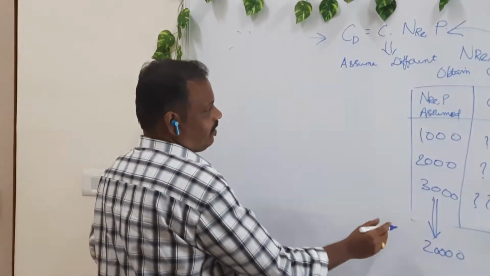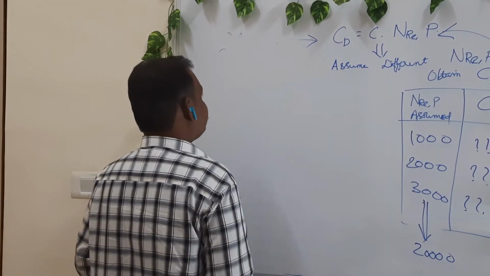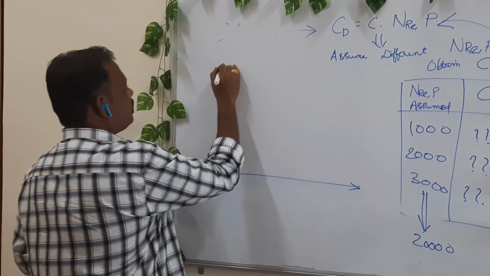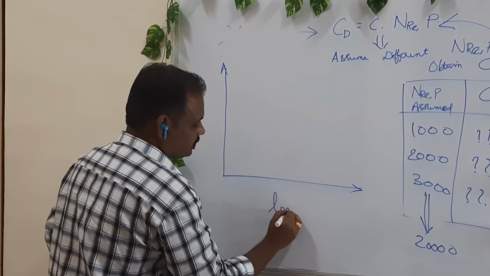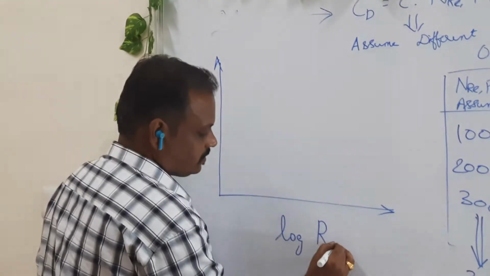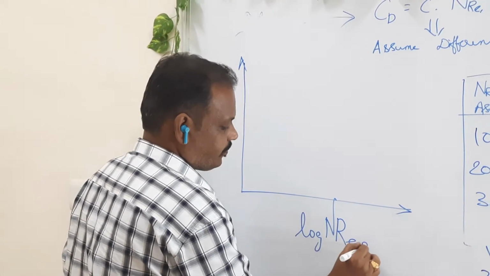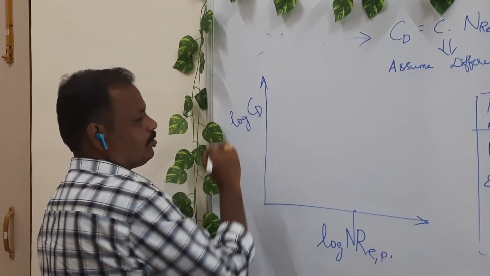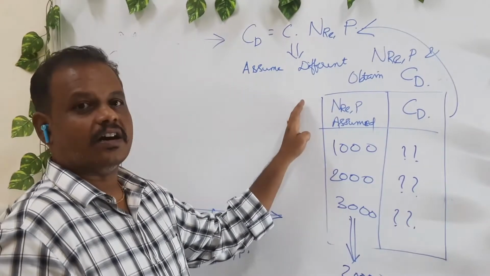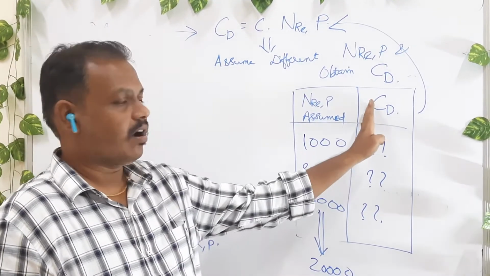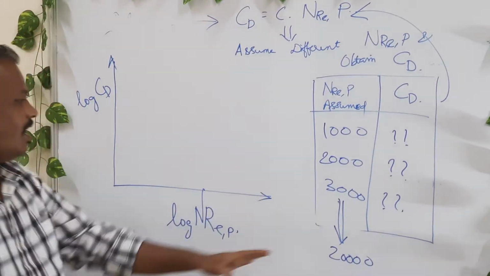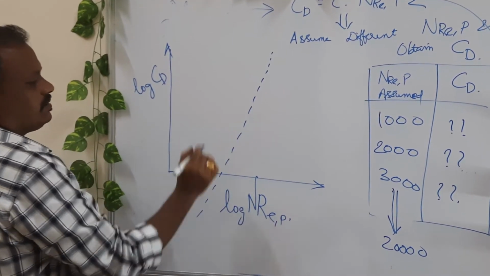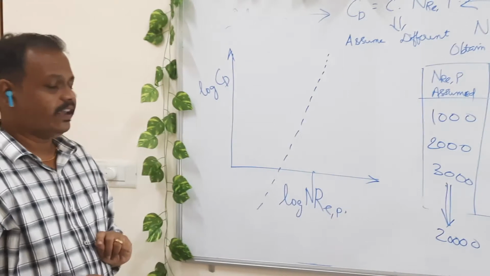So from the data of NRE and CD calculations, you have to plot log of Reynolds number NRE versus log of CD. You have to take the log of the assumed NRE and the log of CD. If you plot this, you will get a straight line graph with some slope.